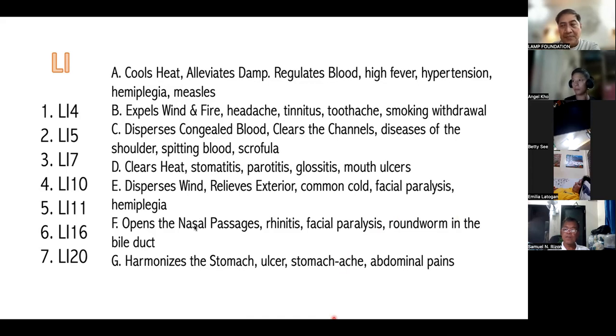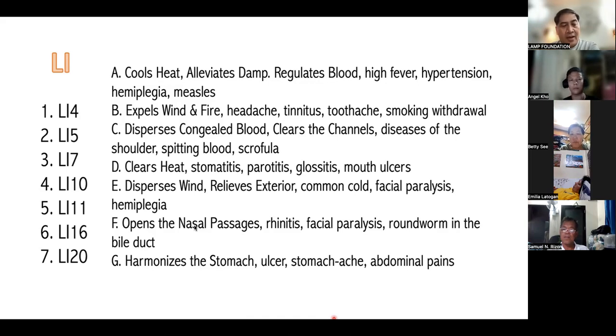What is a scrofula? Yung mga glandular swelling, usually lymph nodes. TB yan. So dito mo makikita na mayroon talagang relationship si lungs kay LI. Diba? Along the LI channel. So the point is LI16 for scrofula.